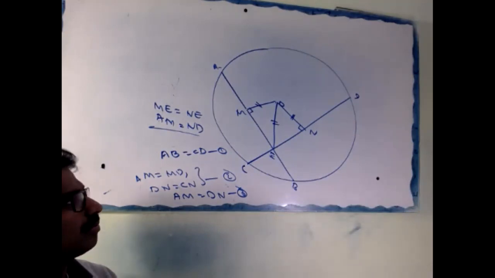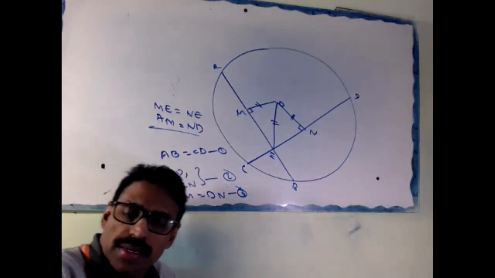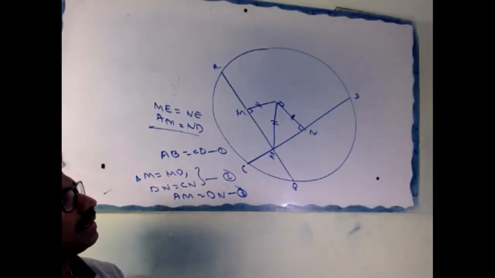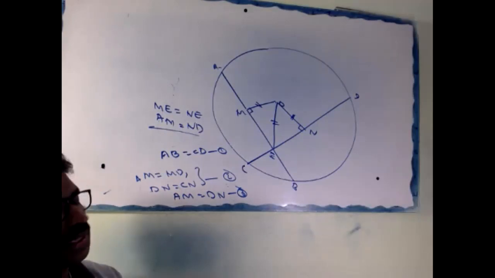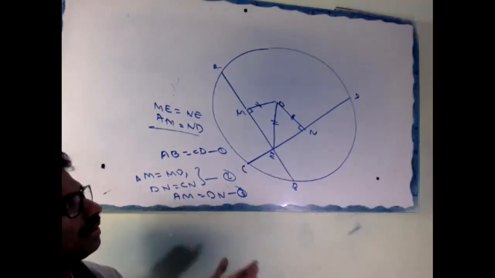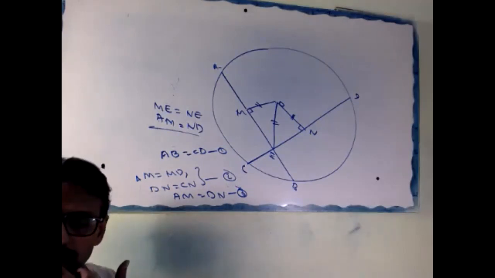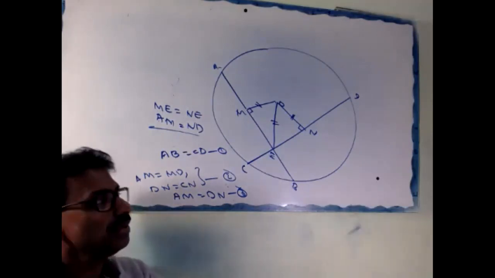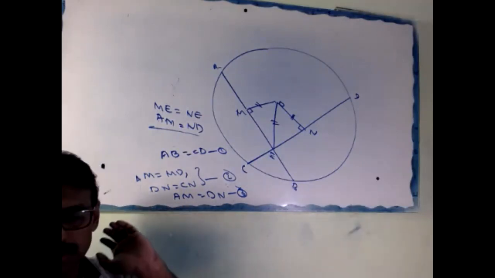Now, 1 minus 5. AB minus AE equal to CD minus DE. What is AB minus AE? Check the figure. It is BE. BE equal to CE. So proved both.